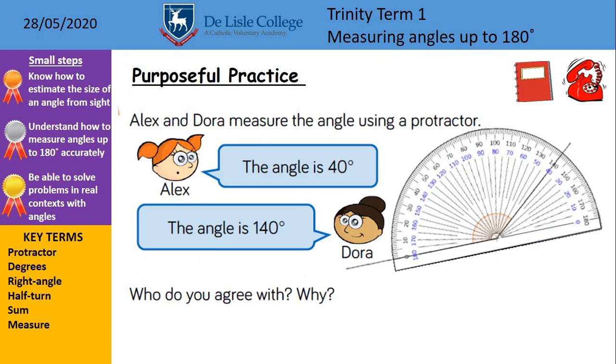Alex and Dora measure the angle using a protractor. Who do we agree with? Alex says it's 40, Dora says it's 140. Okay, so pause there, have a think. Who do you agree with and why?